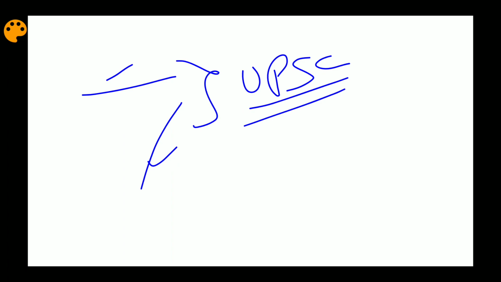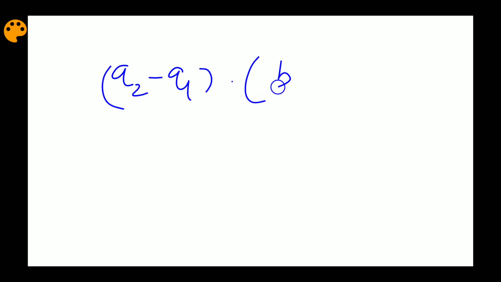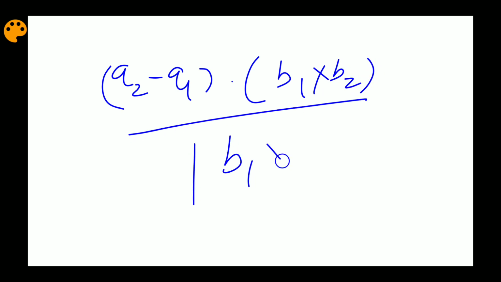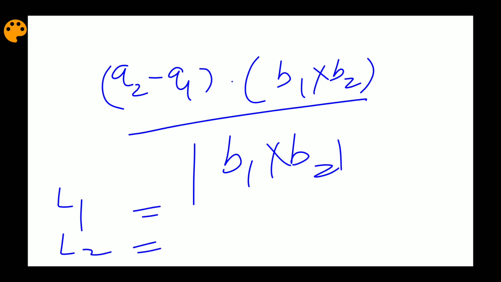And how will you find this distance? For that you have a formula, and I'm just writing it down. This is (a2 minus a1), the dot product of this is taken with (b1 cross b2), divided by the magnitude of b1 cross b2. So what are a1 and a2? I'm assuming this is line 1, this is line 2.